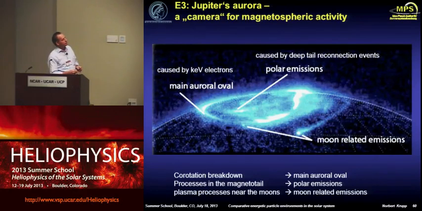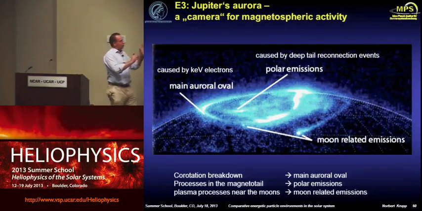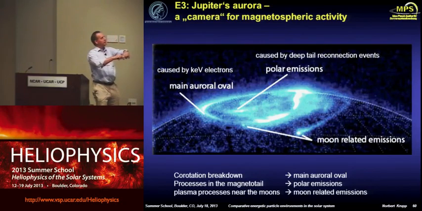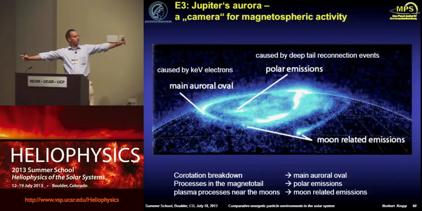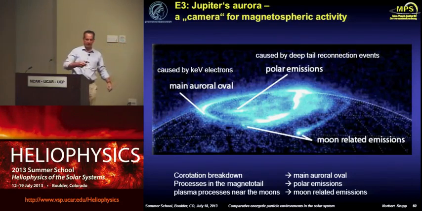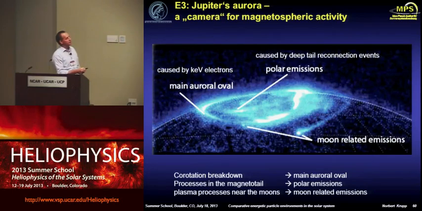And in addition, you have polar emissions, and polar emissions means that they map poleward of the main auroral oval, meaning that they map out to distances very far down in the tail of 100 Jovian radii, or even further down the tail. And some of those particle emissions are also already in the polar cap of open field lines.